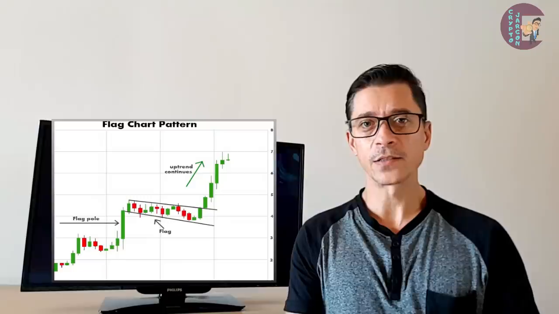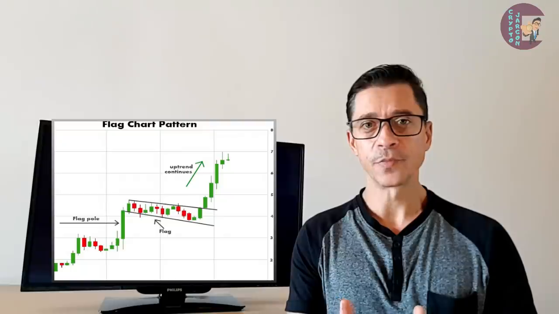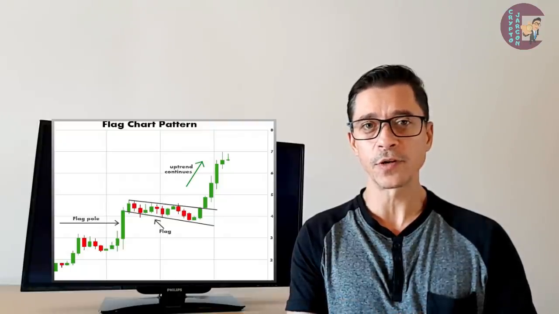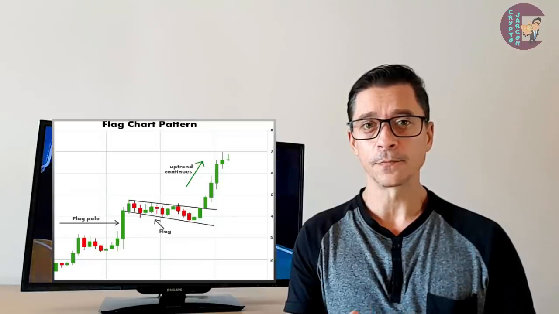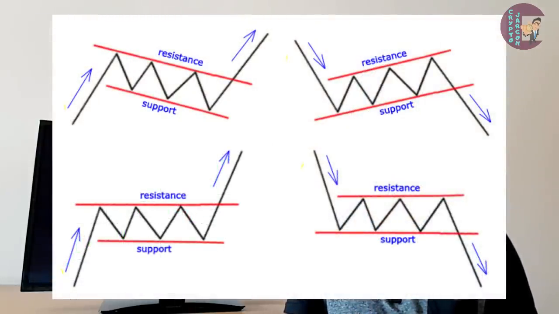The flag chart pattern forms through a rectangle. The rectangle develops from two trend lines which form the support and resistance until the price breaks out. The flag will have sloping trend lines and the slope should move in the opposite direction to the original price movement. Once the price breaks through either the support or the resistance lines, this creates the buy or sell signal.